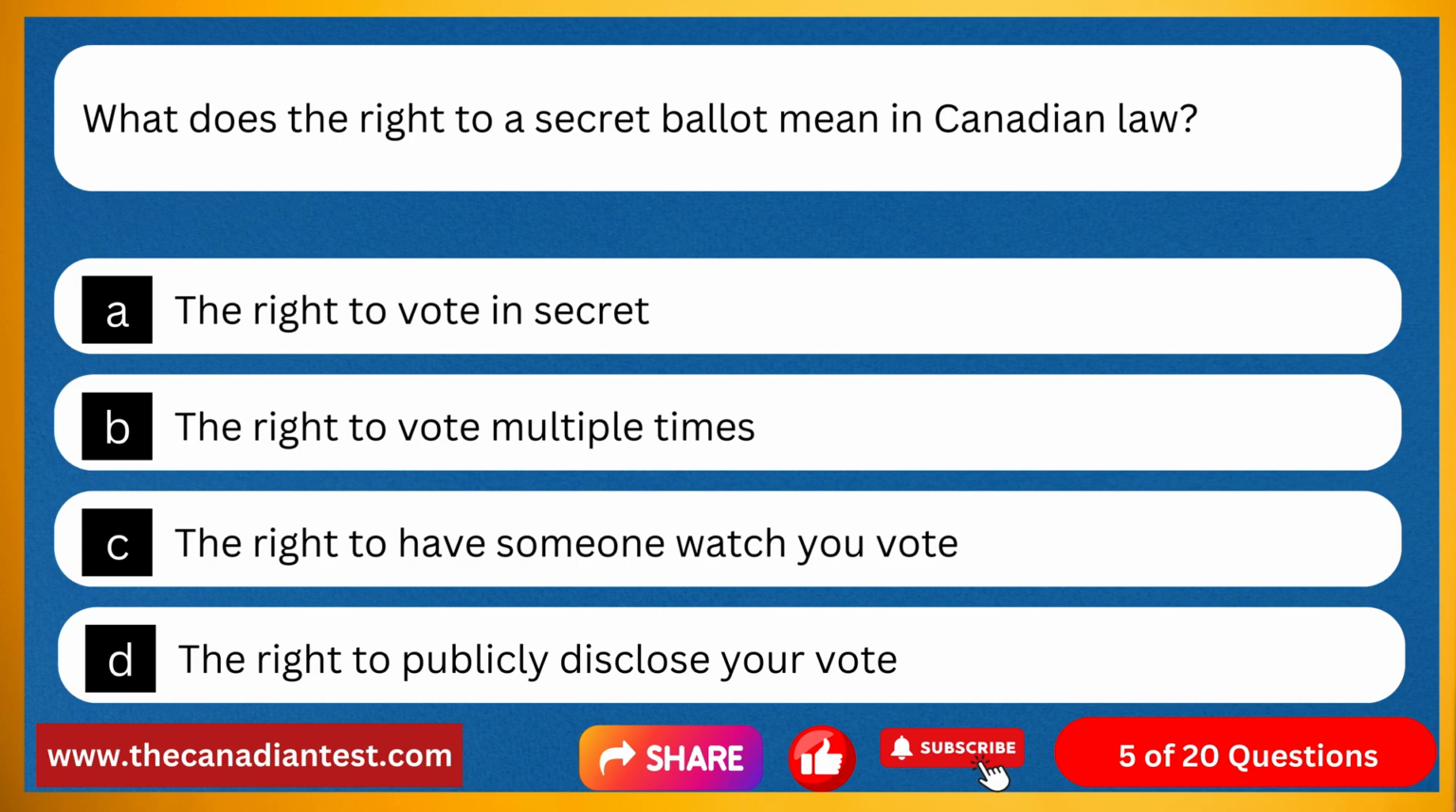Question 5. What does the right to a secret ballot mean in Canadian law? Option A, the right to vote in secret. Option B, the right to vote multiple times. Option C, the right to have someone watch you vote. Option D, the right to publicly disclose your vote.